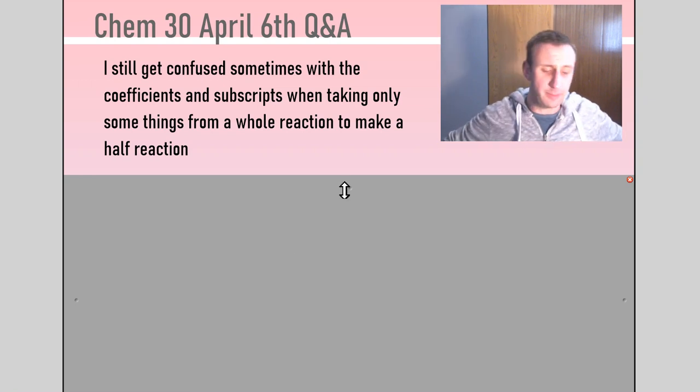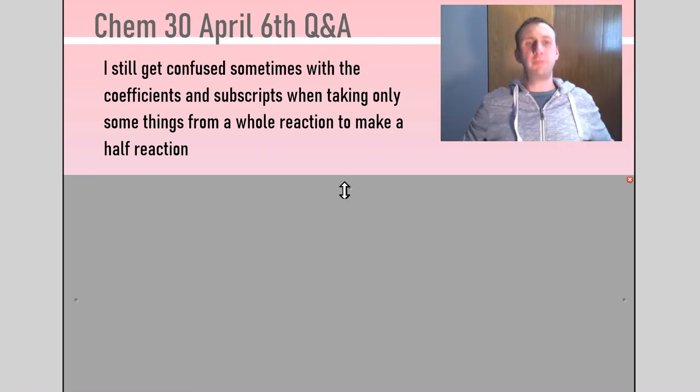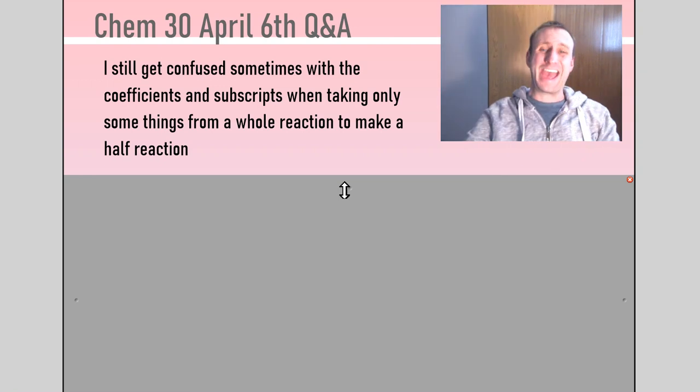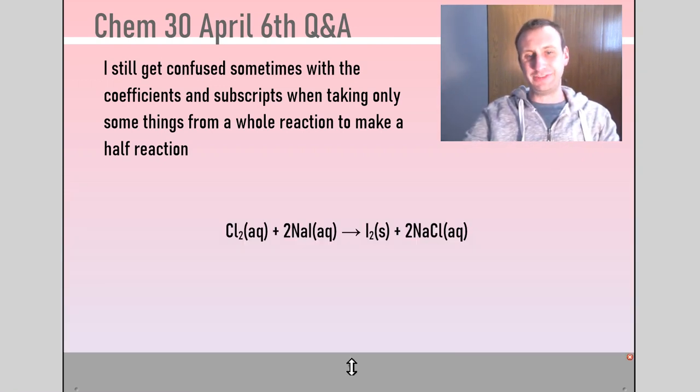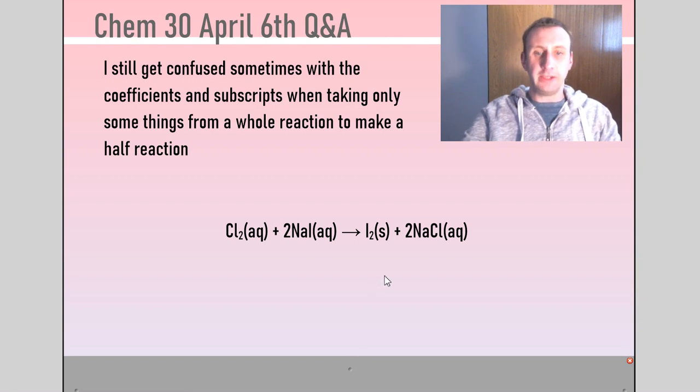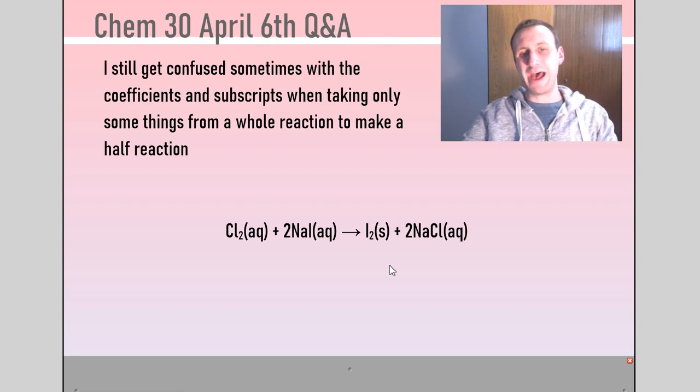So first question that came up is: I still get confused sometimes with the coefficients and subscripts when taking only some things from a whole reaction to make a half reaction. So I thought, hey, let's go through an example so you can see that and we'll talk through it. Half reactions are always the lowest terms you possibly need, just like any balanced reaction, but it won't necessarily match what you would have in a normal reaction.